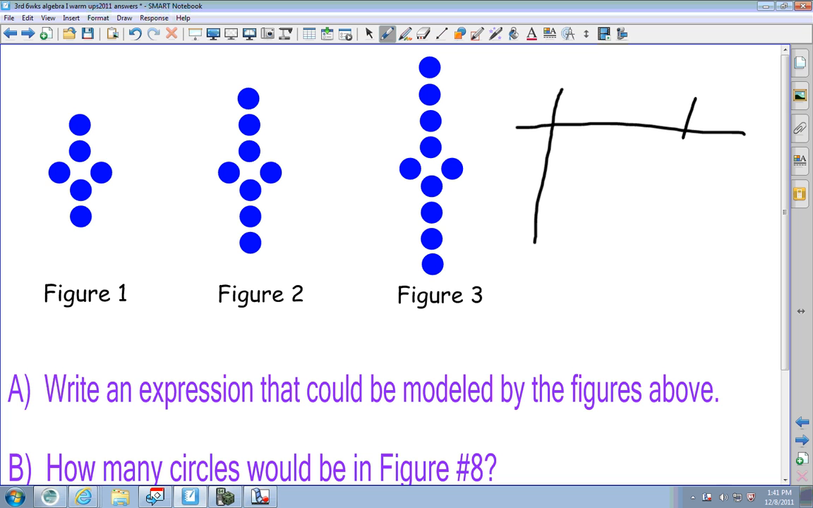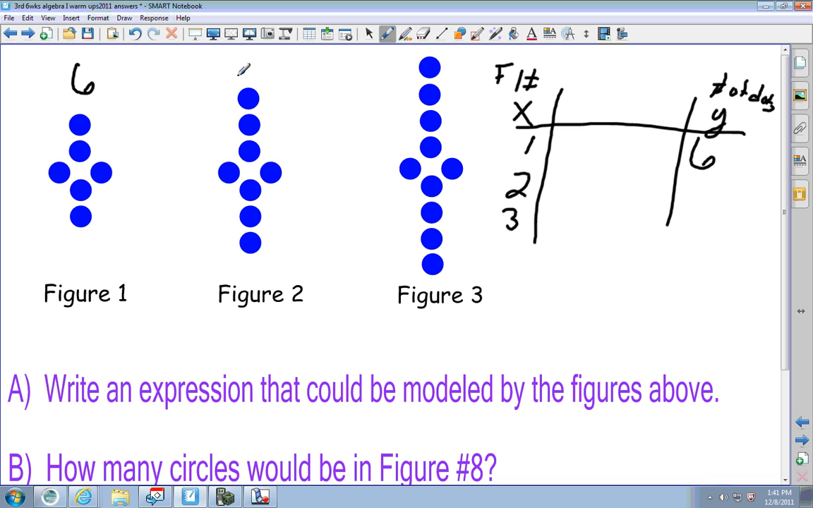I've got the x right here is going to be the figure number. The y is going to be the number of dots. So we've got the first figure, the second, and the third. In the first one, there's 1, 2, 3, 4, 5, 6. There are 6 dots. In the second one, there's 7, 8 dots. The next one, there are 10.